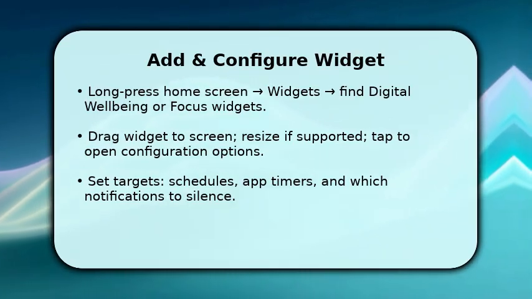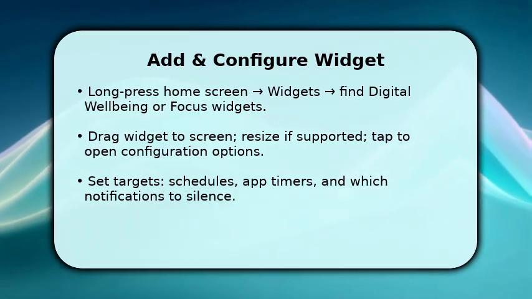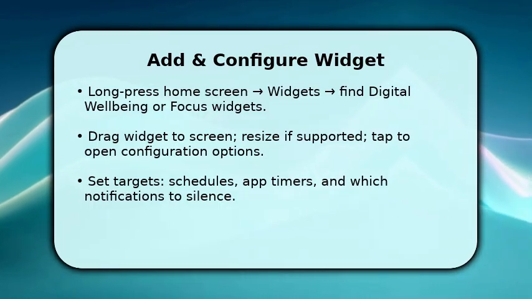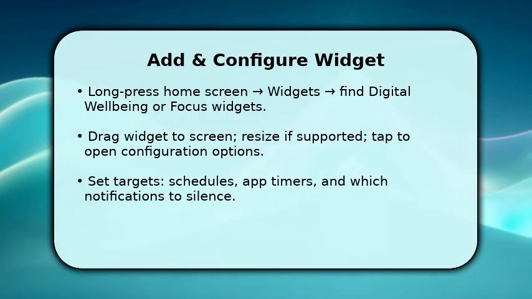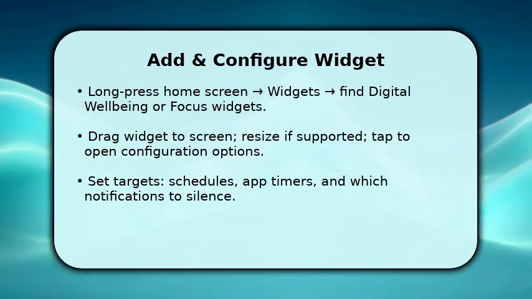After positioning, tap the widget to enter configuration. This is where you set schedules, app timers, and which notifications should be muted. If resizing is available, adjust for clarity so you see statuses at a glance. Make sure to save any changes and test the toggle or timer so you confirm the widget behaves as expected.